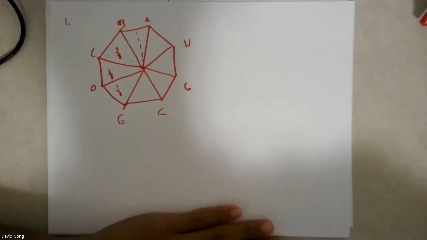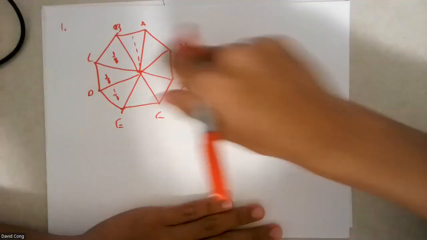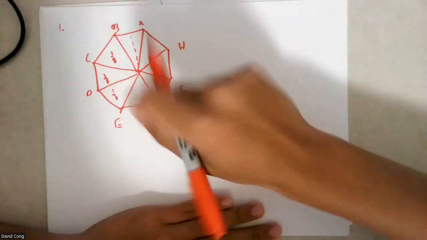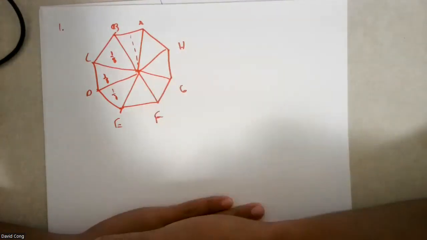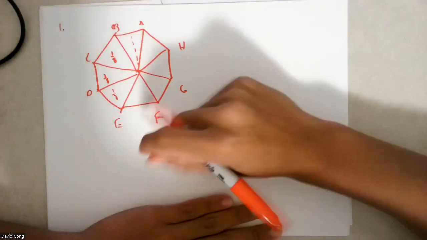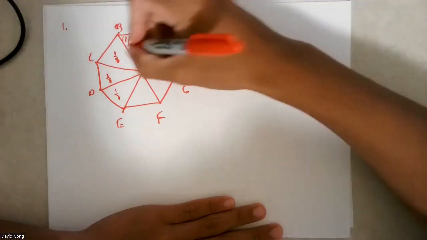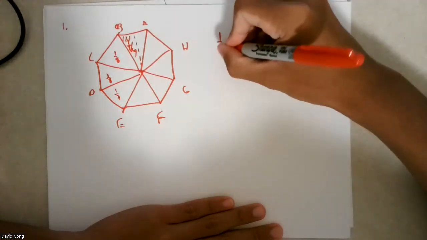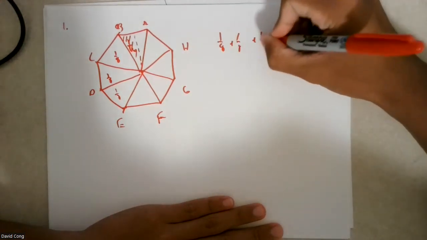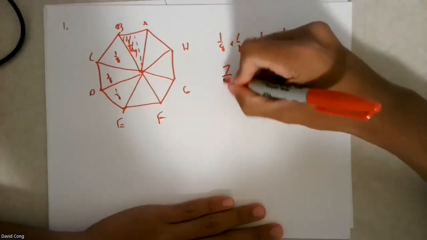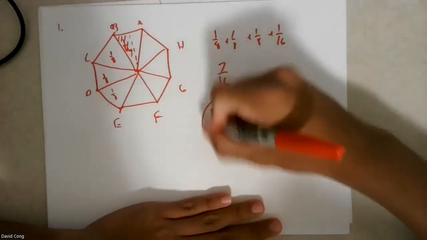Okay, thanks. As I was saying, we have an octagon, A, B, C, D, E, F, G, H. And we know this is 1/8, 1/8, 1/8. And we know this is shaded. And this is half of 1/8 because we just cut this triangle in half. So it's 1/16. So we get 1/8 plus 1/8 plus 1/8 plus 1/16, because it's just half of it. So that just equals 7/16, which is D.